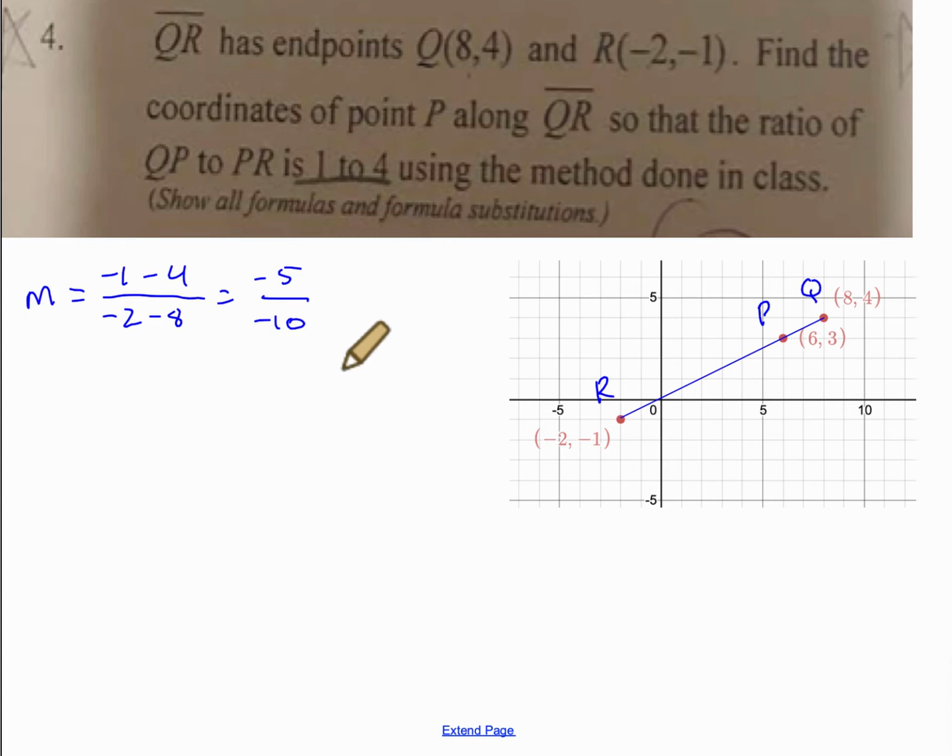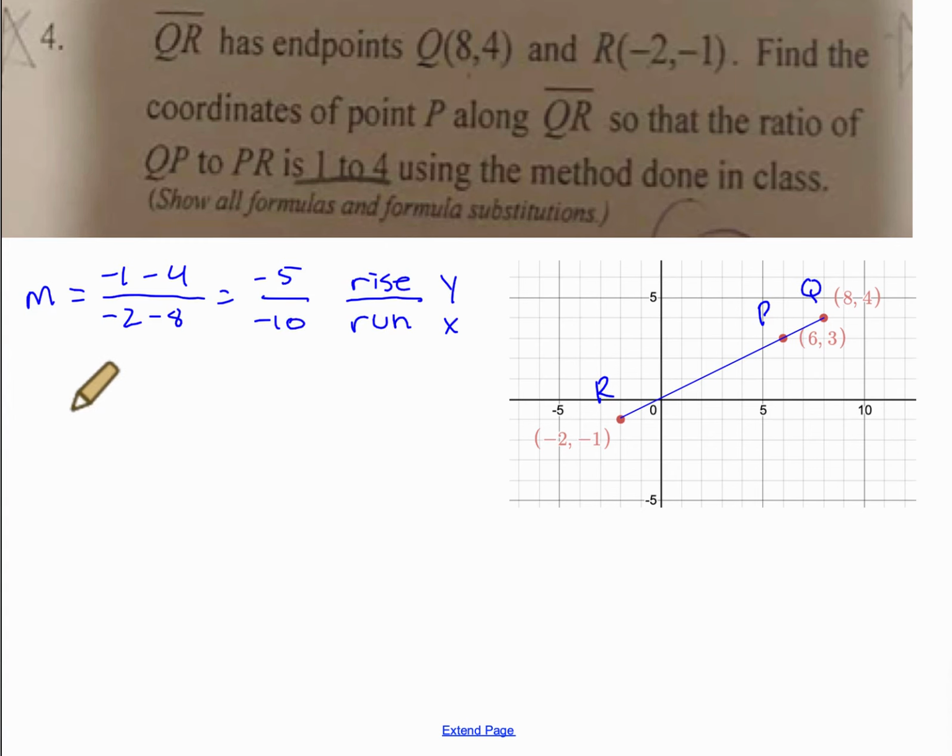And the temptation here is to simplify that. But since we're doing a distance, we're going to multiply eventually here, we cannot simplify it because that would make the product less. The other thing we need to remember is this is rise, which affects the y-coordinate, over the run, which affects the x-coordinate. In other words, the rise is -5 and the run is -10.